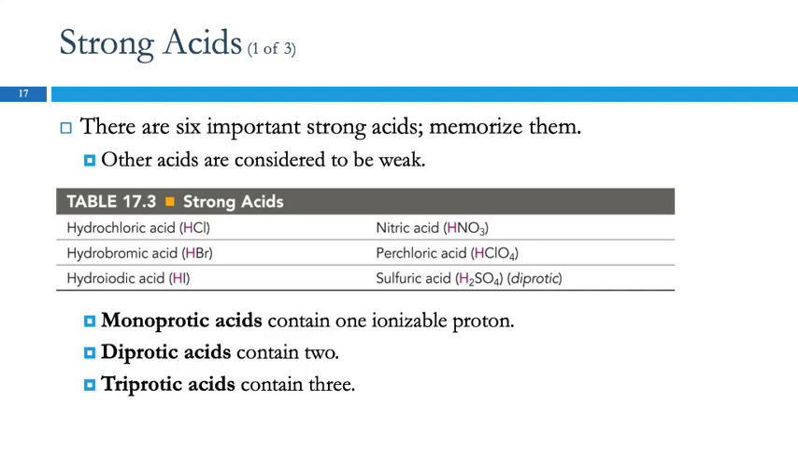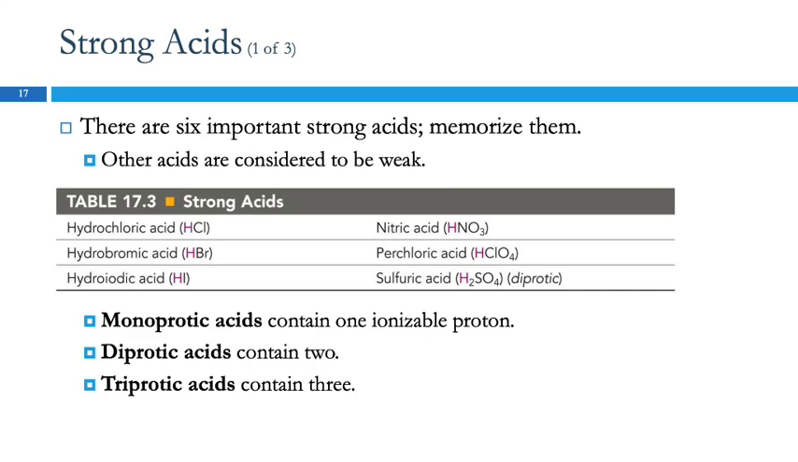So there are 6 important strong acids, and you should memorize them. There's only 6 of them. It's not that bad. So here we have hydrochloric, hydrobromic, and hydroiodic acid. What do these 3 have in common? Well, they're all binary acids, but they all involve the halogens, right? So we got chlorine, bromine, and iodine with hydrogen. The lower ones, the bigger ones, are strong acids.